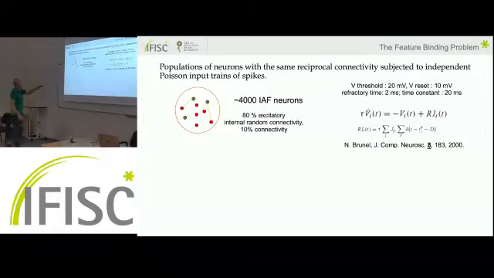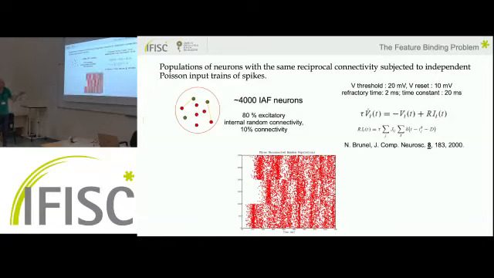So okay, let's try. We took three populations, each of them composed of 4,000 integrate-and-fire neurons. 80% of these neurons were excitatory, 20% were inhibitory, which is the typical recipe for cortical areas. There was an internal random connectivity of 10%. This is also taken from the literature. This is the integrate-and-fire model I showed you before, and this is the coupling, which contains a delay D due to the separation between the two populations, or the three. This is taken from a paper by Brunel in the year 2000.